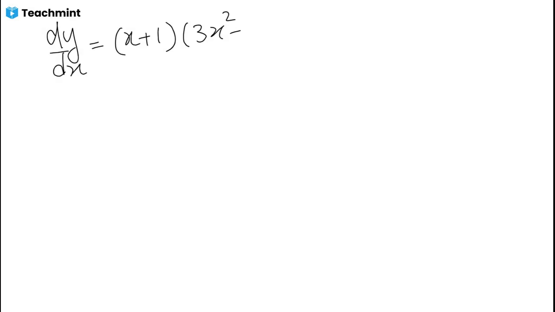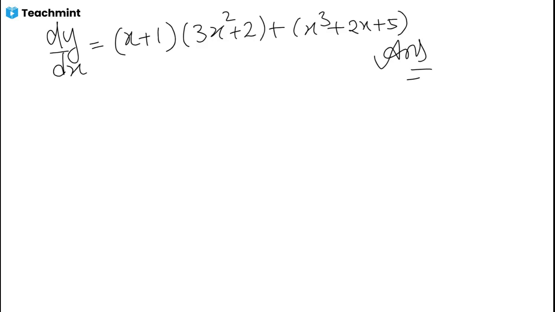Okay. So dy over dx is (x plus 1) into (3x square plus 2), plus (x cube plus 2x plus 5), and this is the required answer. So this is the example of the product rule.